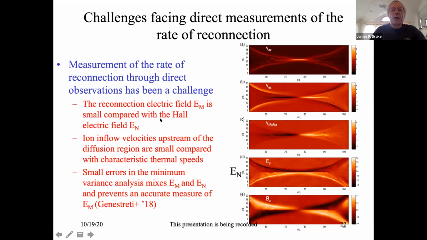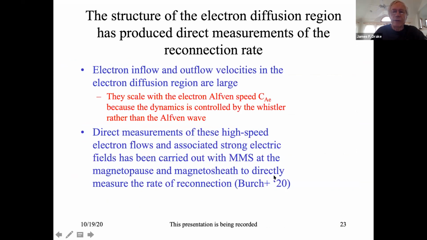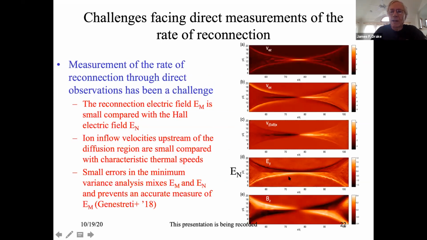Okay, so let's talk about the rate of reconnection and the challenges in terms of measuring that. And so I'm illustrating the problem by showing you a simulation of symmetric reconnection. And what I want to show you is the normal electric field. So here's symmetric reconnection. That also has a very high normal electric field. And here it is here.